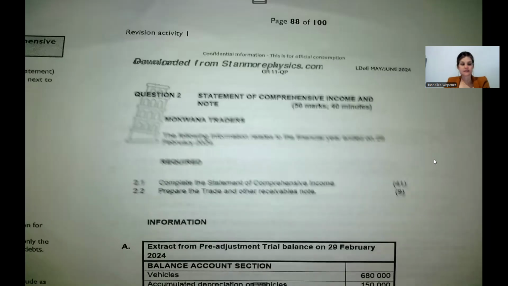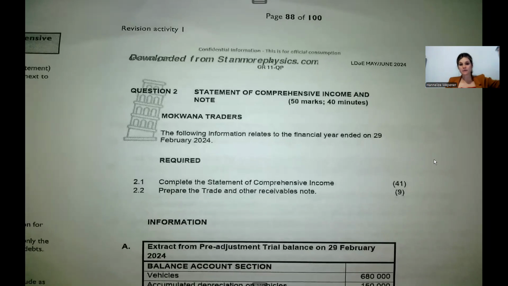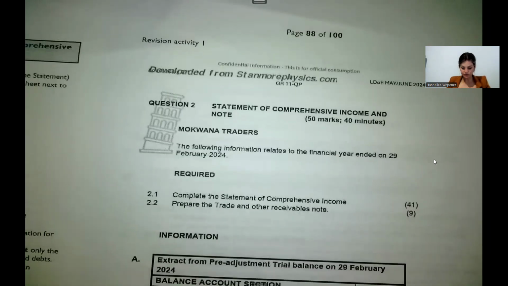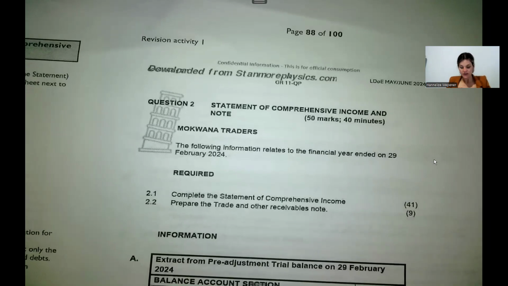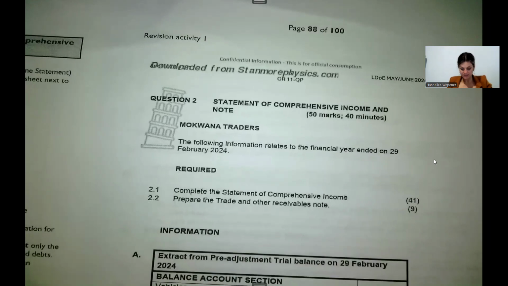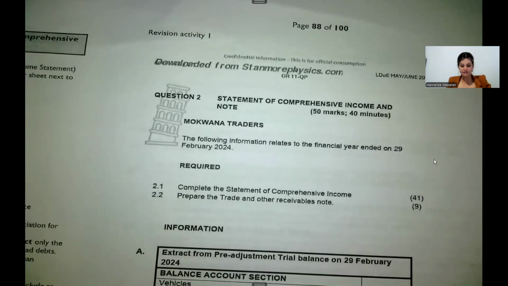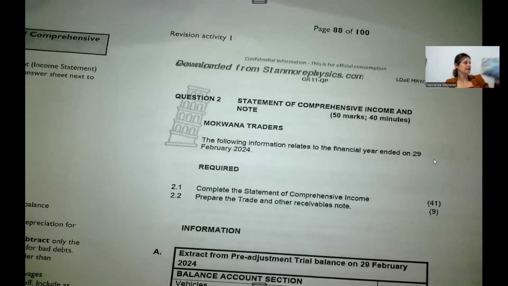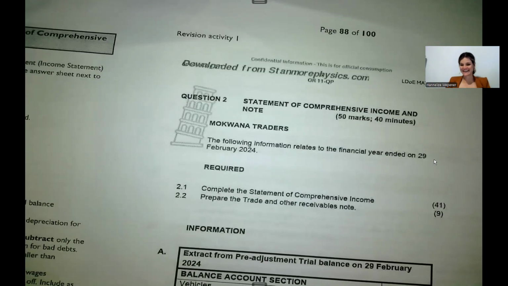Taken this exercise from our notebook for term 2, but you can also find it on testpapers.co.za if you don't have this booklet at hand. Sorry, I'm just looking for my pen. There we go, I'm back. Okay, at hand.